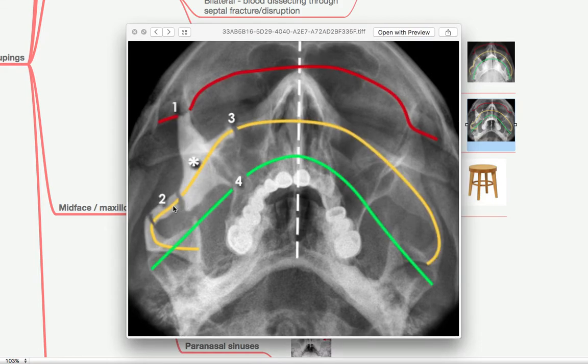And again, we can see that we've got fractures through here, perhaps here, and even here. So this is showing a tripod fracture. Maxillary process, orbital floor, frontal process, and the zygomatic arch have all been disrupted, showing a tripod fracture.